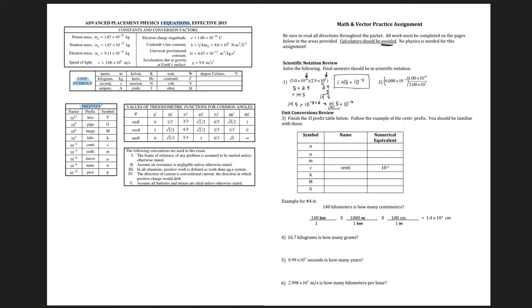With number 2, it's kind of written weirdly. This 6 times 10 to the negative 11th is being multiplied by this fraction. And when we see fractions in physics, we mean division. So what you're going to do is the same process. Take those numbers out in front and then deal with your times 10 to the.